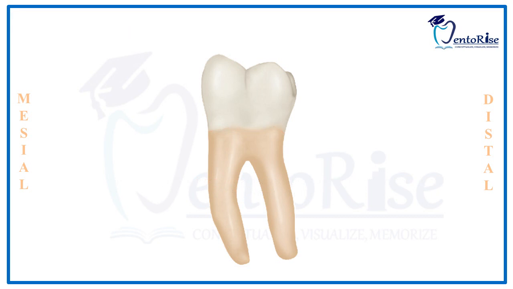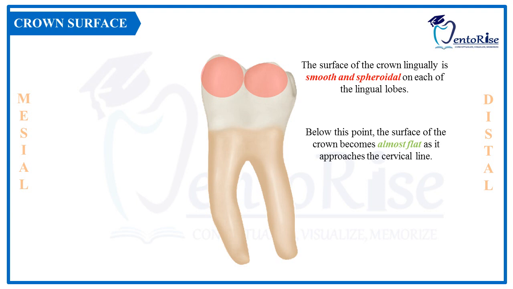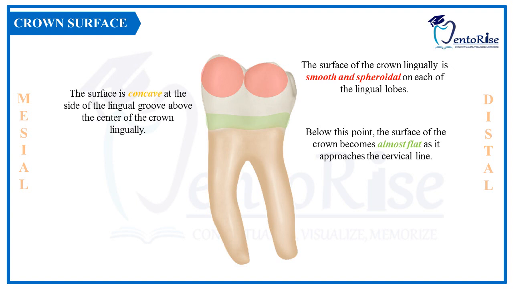If we talk about the crown surface, then the surface of the crown lingually is smooth and spheroidal on each of the lingual lobes, demarcated in the figure with red. Below this, the surface of the crown becomes almost flat as it approaches the cervical line, represented in the figure with green. Also, the surface is a little concave at the side of the lingual groove above the center of the crown lingually, as you can see in the figure in yellow.